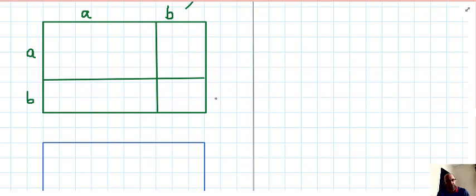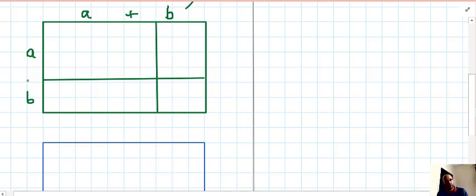Okay, now my drawing's not the best. That looks like a rectangle, doesn't it? But across the top, if we just look at the values there, it's A plus B across here, and A plus B down vertically as well. Okay, so perhaps I should have made it look a bit more square.